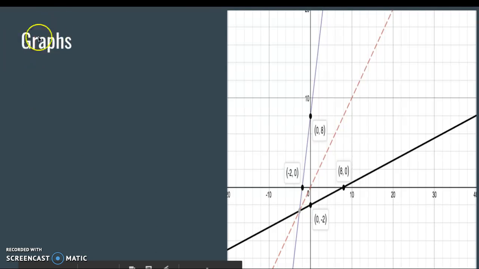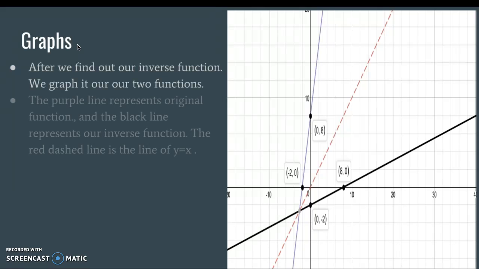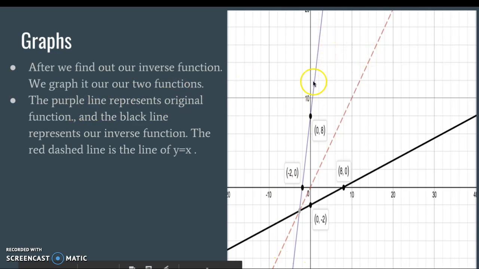Now let's talk about graphs. There are some special things we're going to learn about, like the graph of an inverse function compared to its original parent function. After we find our inverse function, we graph the 2 functions. This purple line represents the original function, the black line represents the inverse function, and the red dashed line represents the line y equals x.